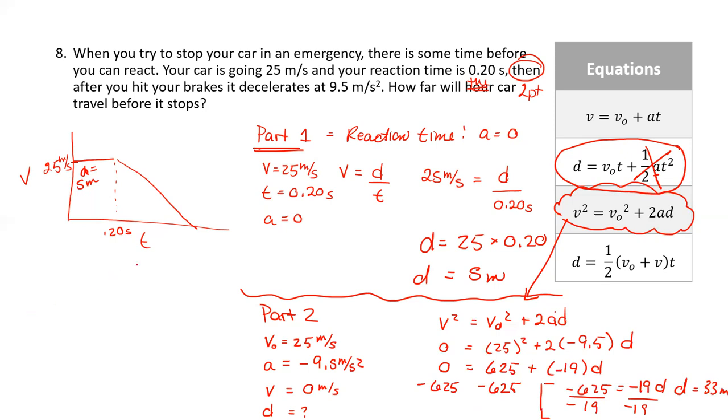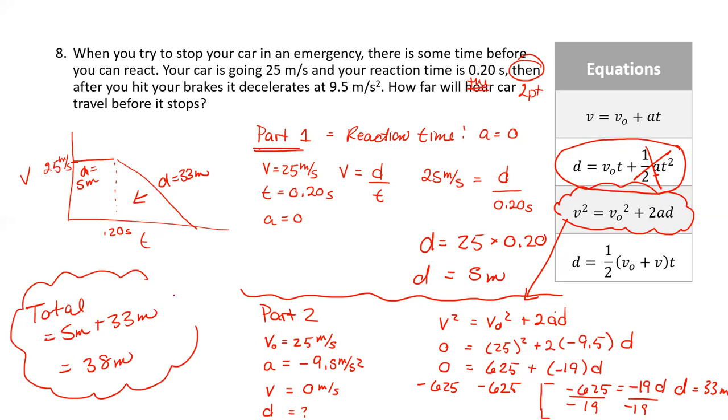So the total is equal to 5 meters plus 33 meters, gives me a grand total of 38 meters of stopping distance. And that's our final answer. So this is another one of those, kind of like the PUP question, where it's a two-part question, and yet it's not really obvious that it's a two-part, but that word 'then' is a really good clue that you have two parts in this question.